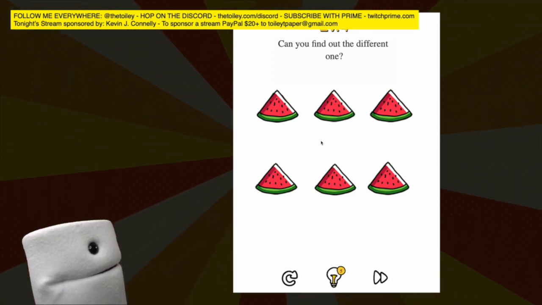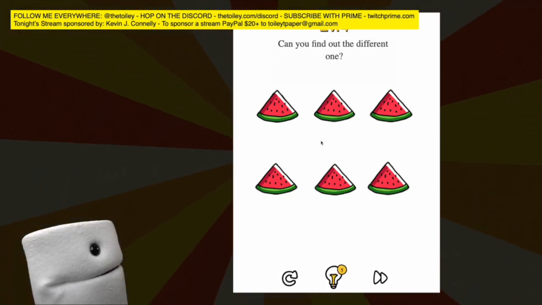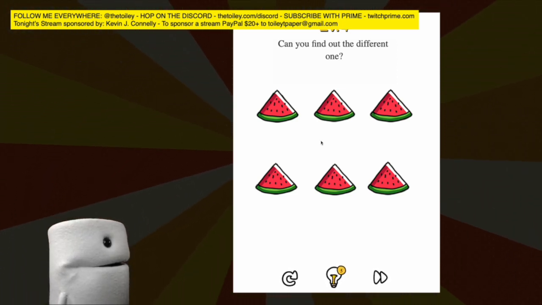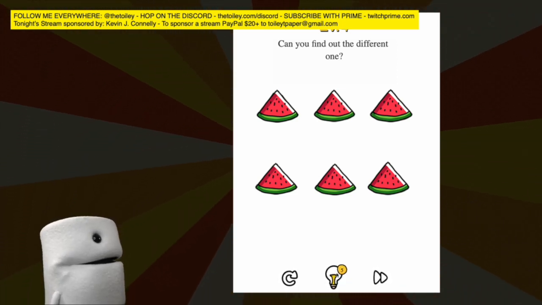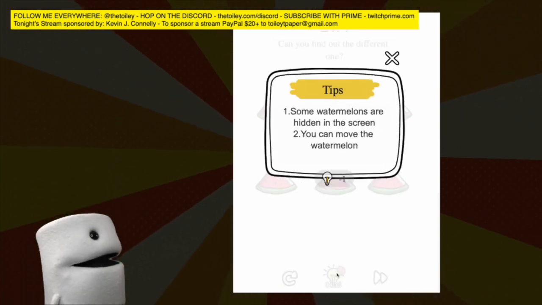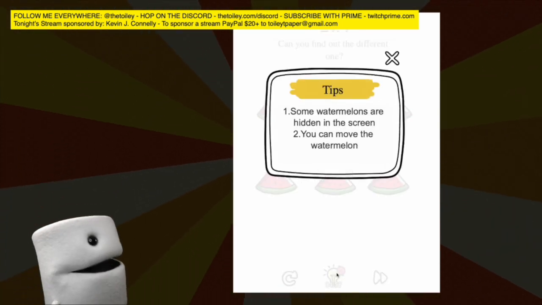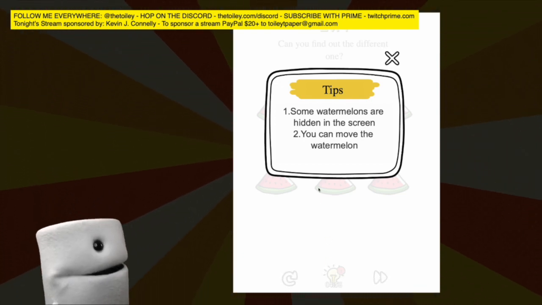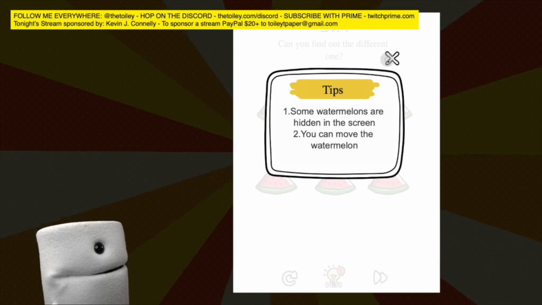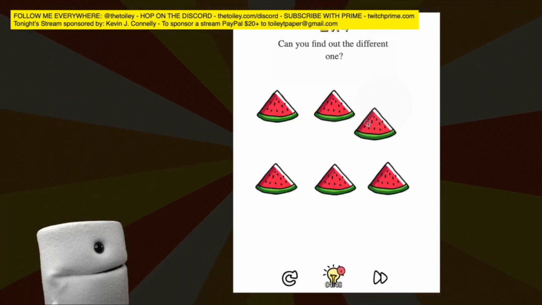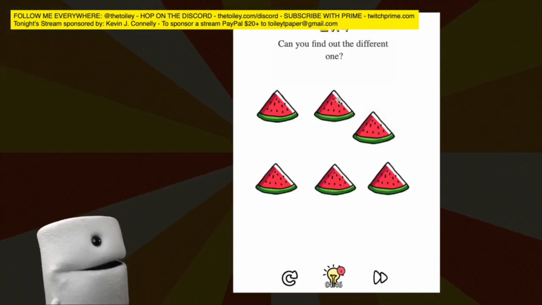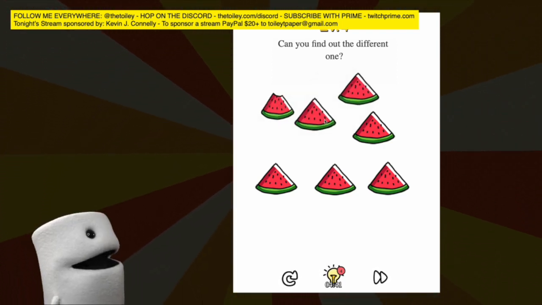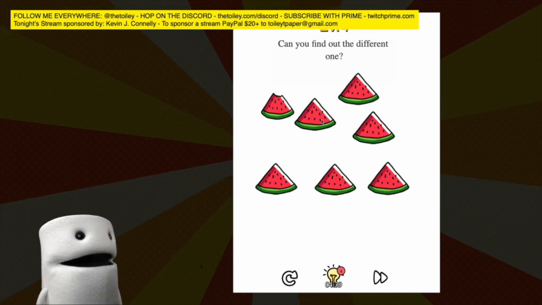Now, we have a hint, too. So we can click on this thing down here, and it'll give us a hint. Some watermelons are hidden on the screen. You can move the watermelon. Oh, look at that. Look at that!